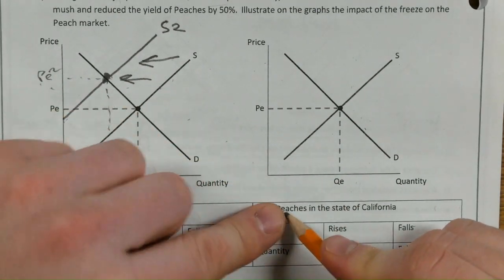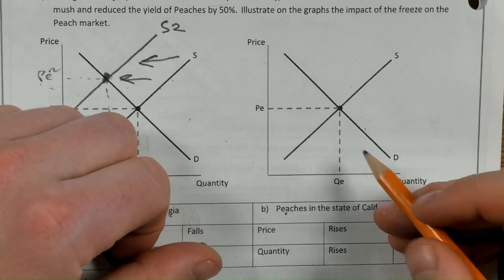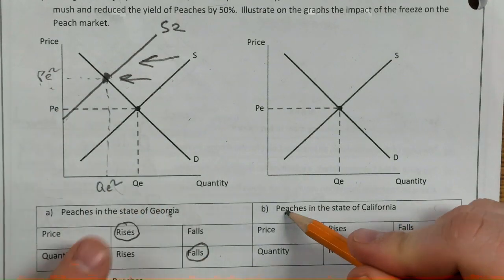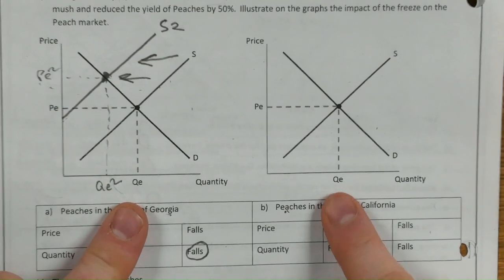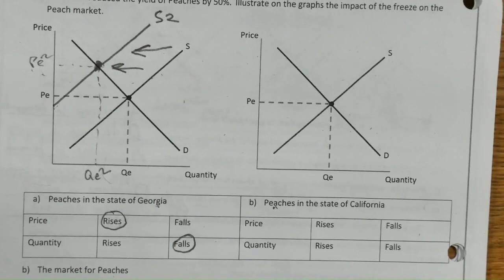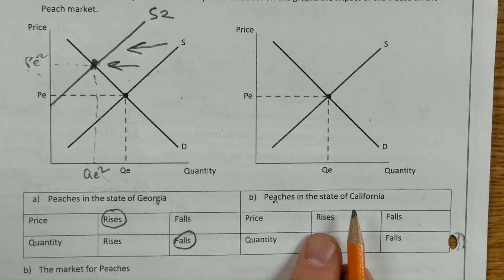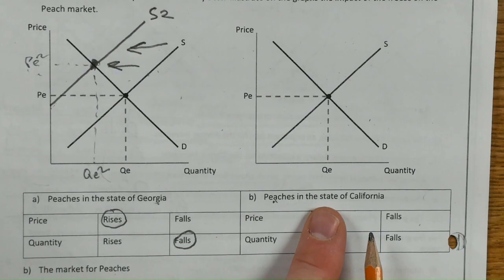Over in California, we had beautiful weather, no hard freeze. And so what's going to happen is that peaches in Georgia and peaches in California are pretty much the same good. So I can't get my Georgia peaches anymore, or they're harder to get. There's less of them to go around. I might decide to buy some peaches from California.